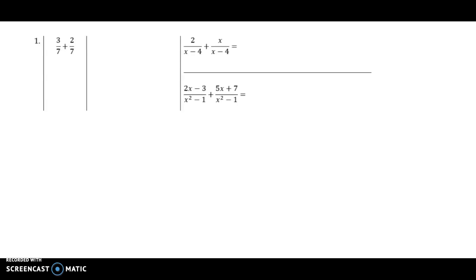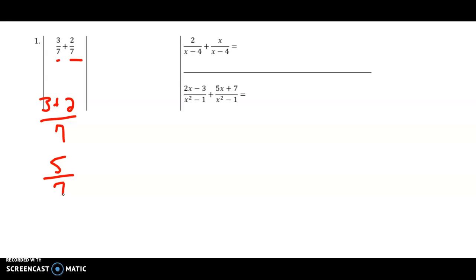So looking at problem number 1, you can see that both of these ratios, both of the fractions, have a denominator of 7. So that makes it very easy. All we're going to do is combine by adding the numerators together. So the final result here would be 5/7.